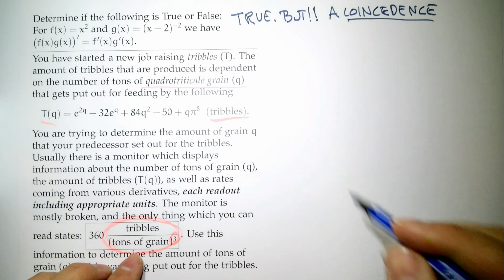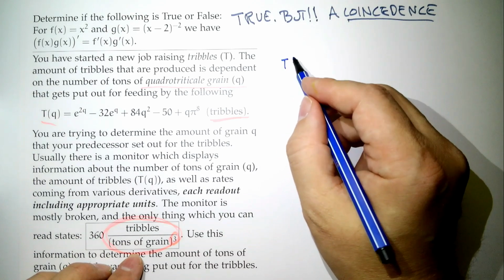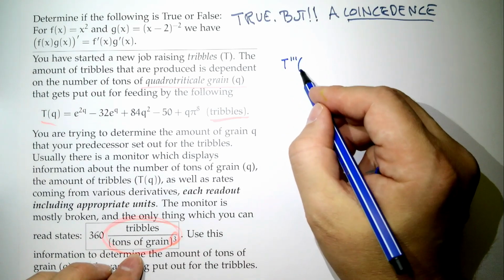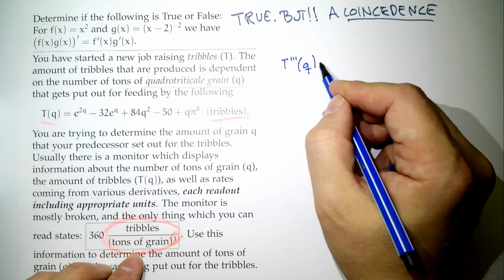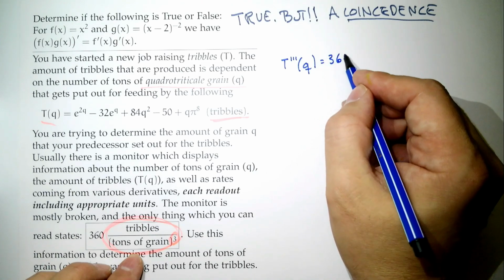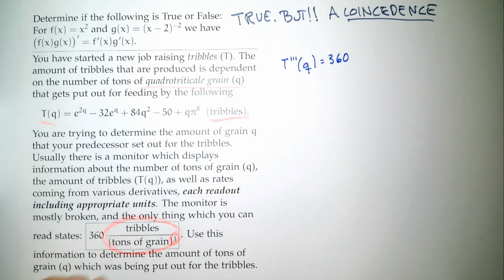So the clue is to realize that this actually has useful information. So we've been told that t triple prime of q is equal to 360. All right, so now that's our translation. Now we translated a statement into something we can work with. So given that we know the third derivative is equal to 360, what should we do next?